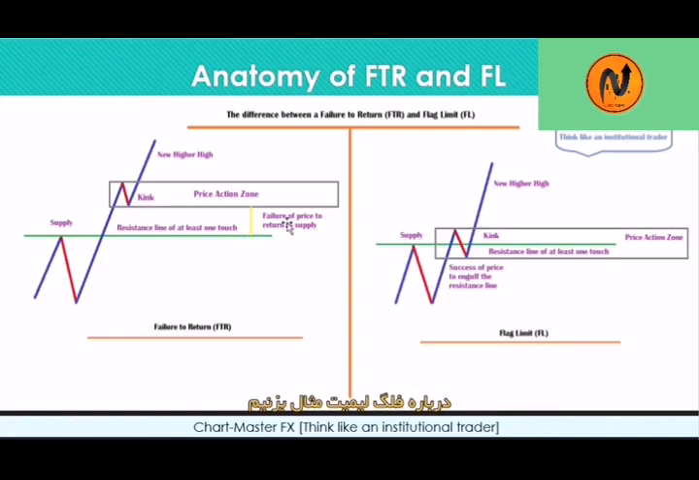So let's go to the example of a flag limit. On the flag limit, guys, you can see here that the price rallied up and made a cap here and dropped down. Once the price dropped down here, we had our supply here. So we are having our supply here.